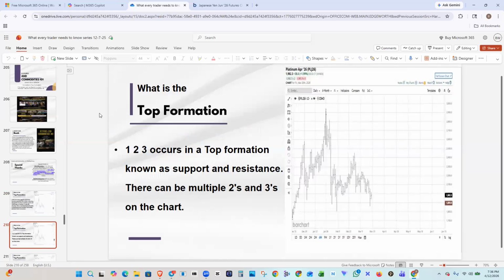So how do we figure out if there's a top formation? We do the reverse of a bottom formation. A 1, 2, 3 occurs in the top formation, known as support and resistance. This can be multiples of 2s and 3s on a chart.